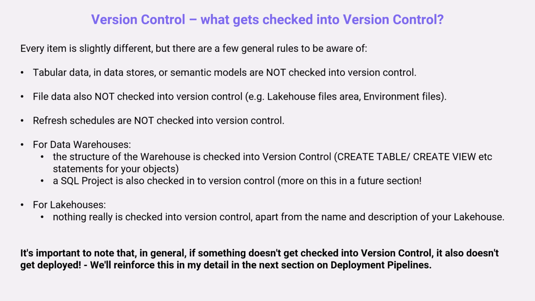Pretty much everything, if you don't see it in your Git repository in version control, it also will not get deployed, that particular thing. So like the refresh schedule is an example of that. The lakehouse, obviously when you check in a lakehouse, you don't get any tables or anything like that. And it's the same when you deploy it. So no tables will get created for you.